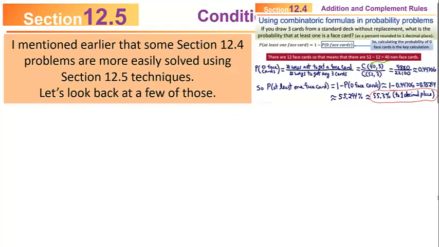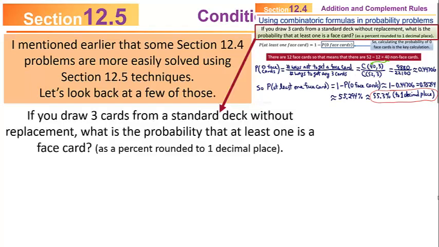Let's do another one. Up in the upper right-hand corner, I put up the solution that we used to solve this problem in 12.4, and you can see the answer in the solution technique. I'm going to do the same thing with this problem. This time we're drawing cards. We're drawing 3 cards from a standard deck without replacement, and we want to know the probability of getting at least 1 that's a face card.